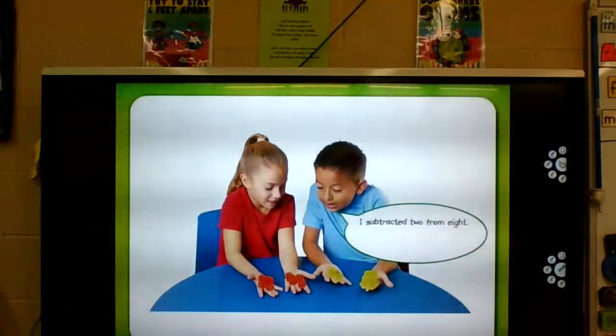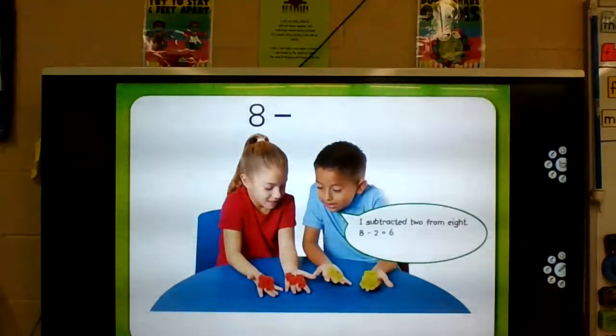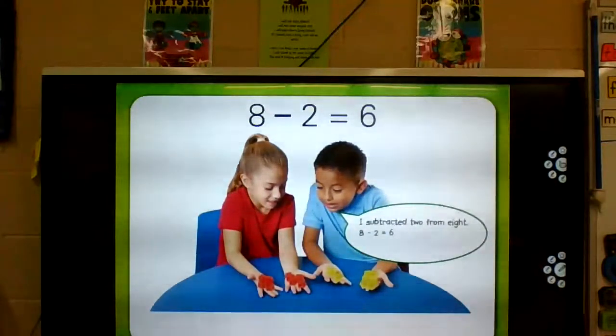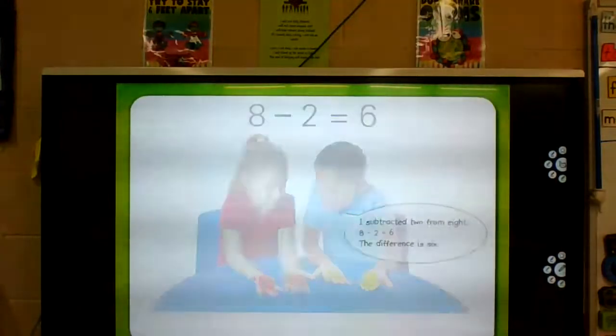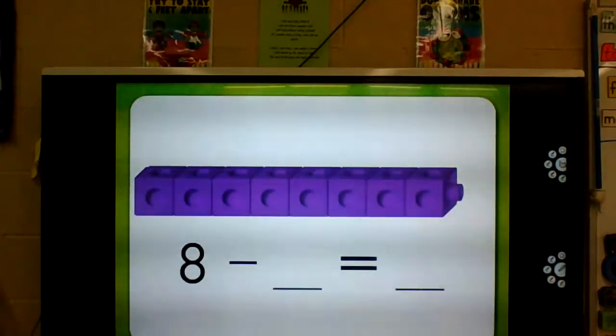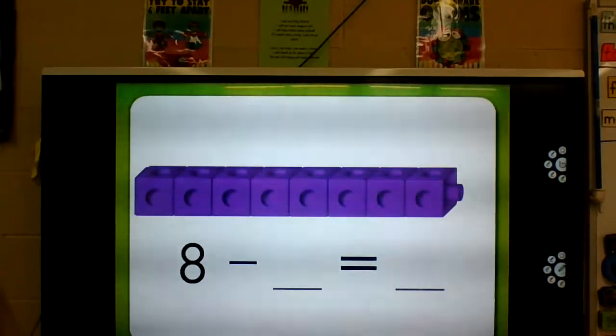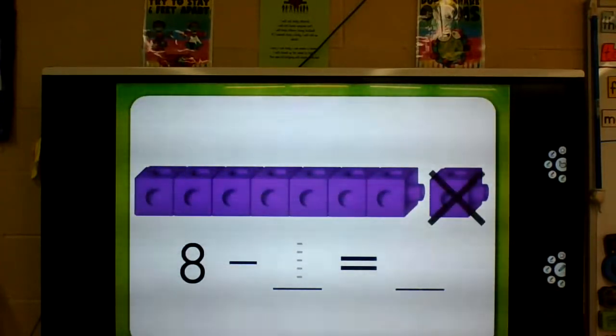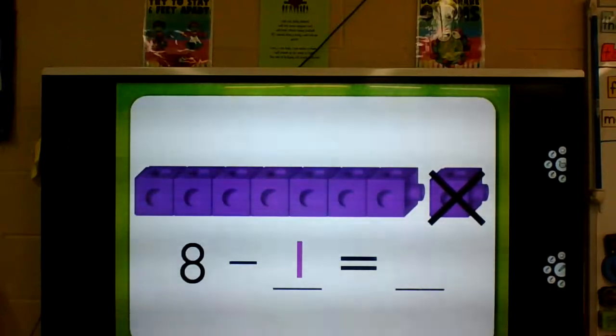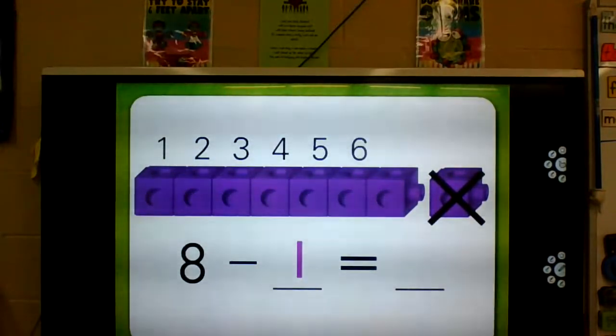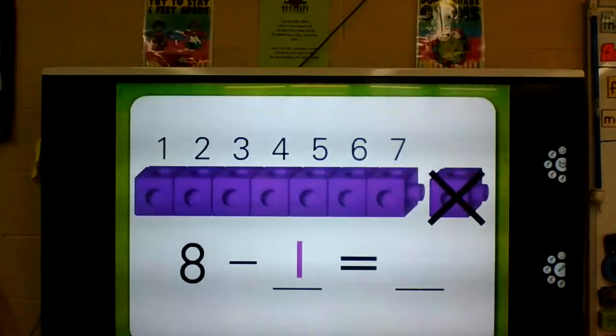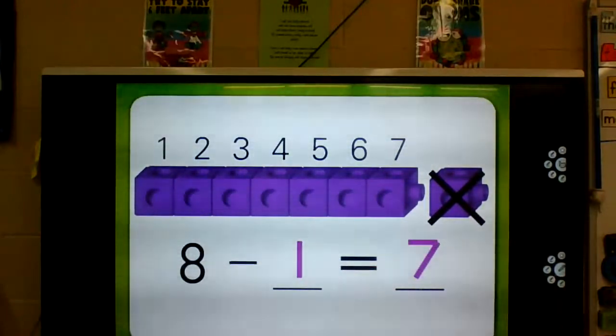I subtracted 2 from 8. 8 minus 2 equals 6. The difference is 6. Now we can practice subtracting another number from 8. Start with a train of 8 cubes. Subtract 1. How many cubes are left? 1, 2, 3, 4, 5, 6, 7. 7 cubes are left. 8 minus 1 equals 7.